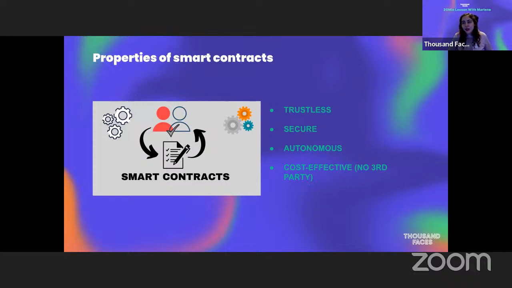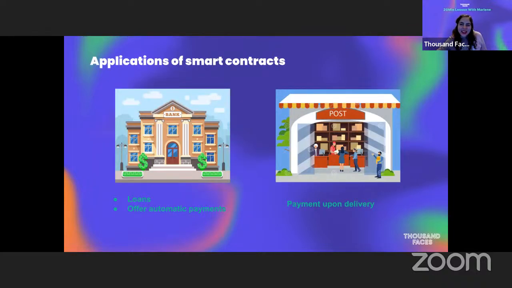And of course, once the smart contract is created, we don't need a third party and don't have to pay the fees to have this transaction between friends. So these are very nice properties of smart contracts. And let's look at some of the applications.